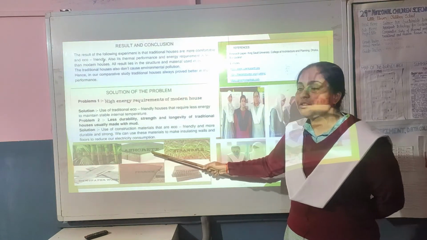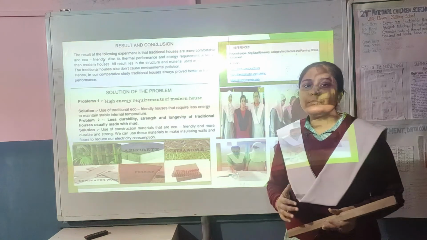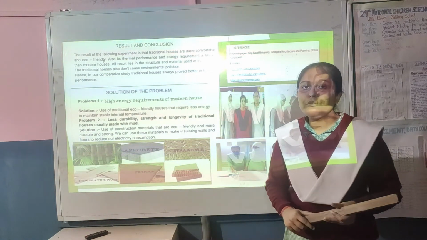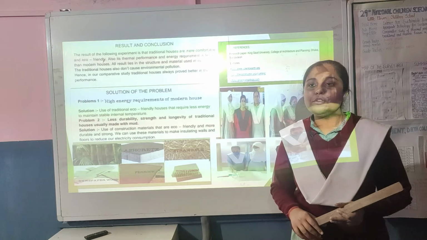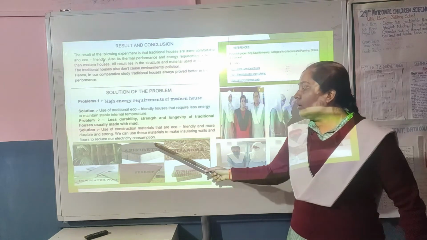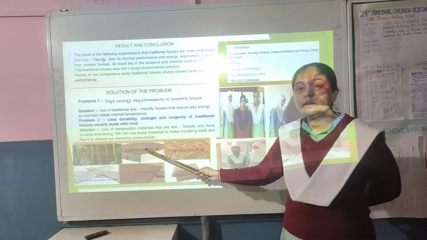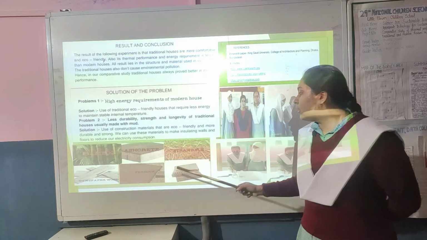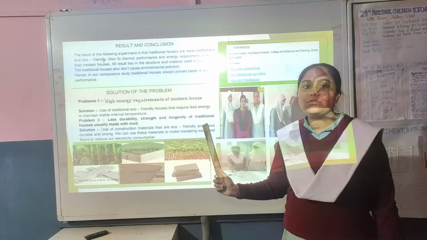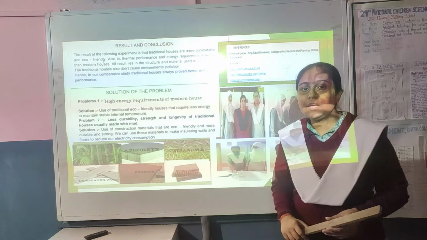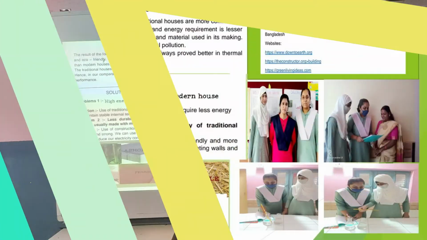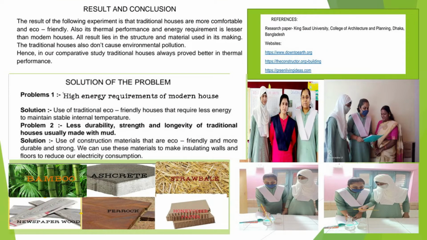The second one is ashcrete. Ashcrete is also a biodegradable and eco-friendly material made with fly ash, and it is quite durable. It has double the strength of concrete. The third one is a very interesting material. It is straw bale, also known as parali in Hindi, and it is the best thermal insulating material. It has an R value between 3 to 9.6 per inch.